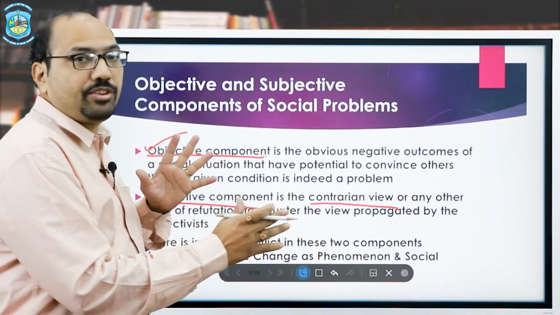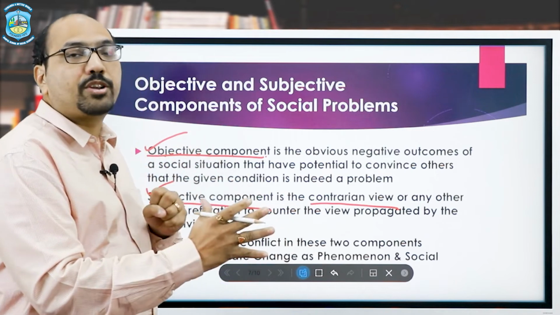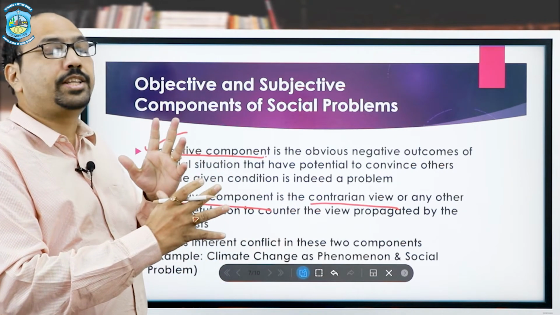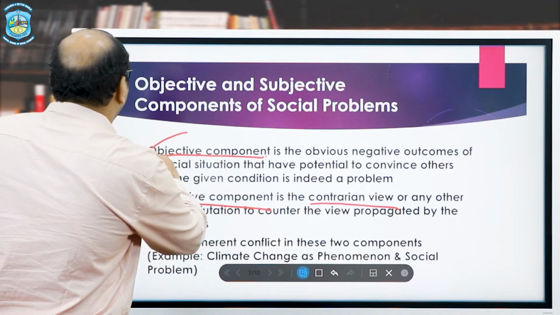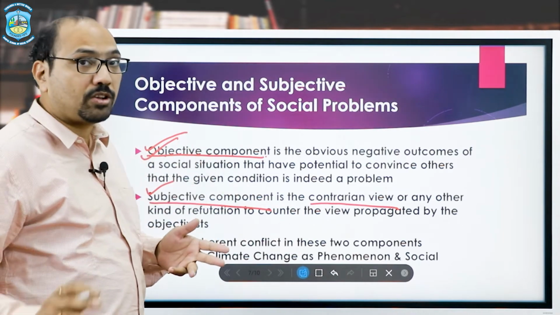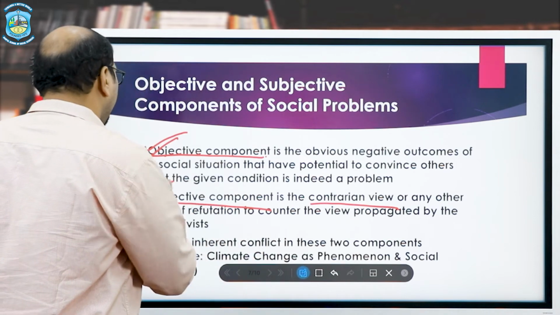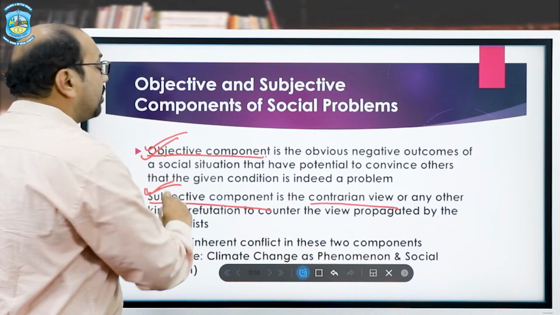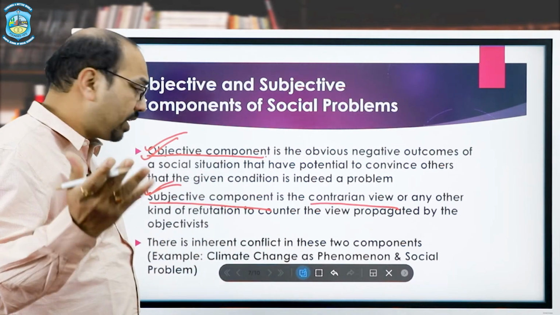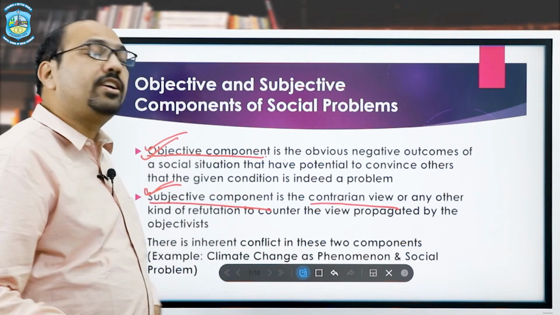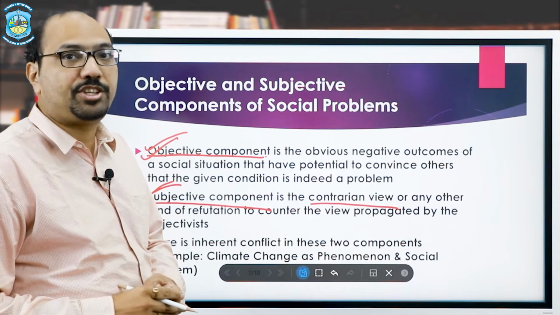So you see, there are arguments and counter arguments for a particular social situation. The arguments which portray that as a problem are the objective components, and the arguments that portray it as not as big a problem, or in fact not a problem at all, are the subjective component of the problem. And we understood this with the help of the example of climate change.